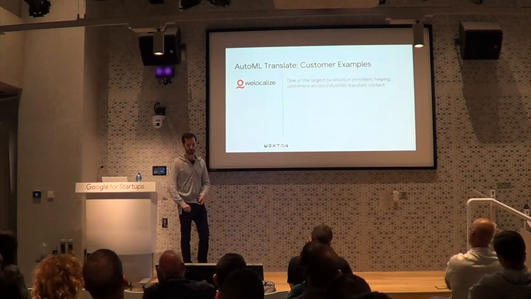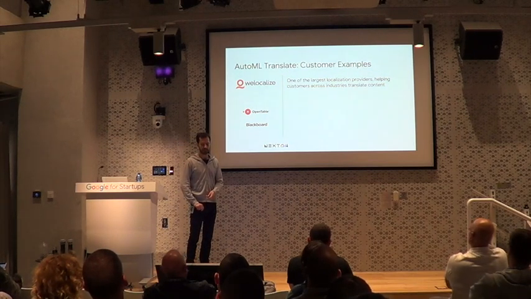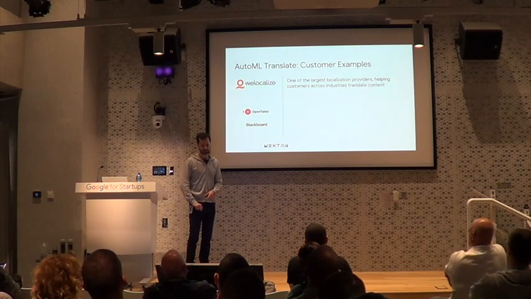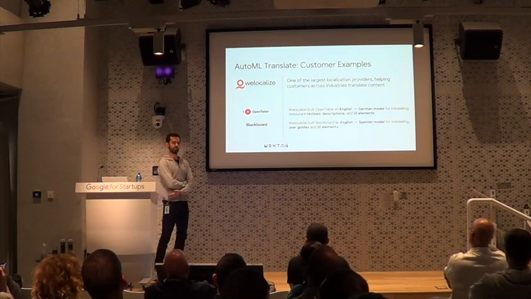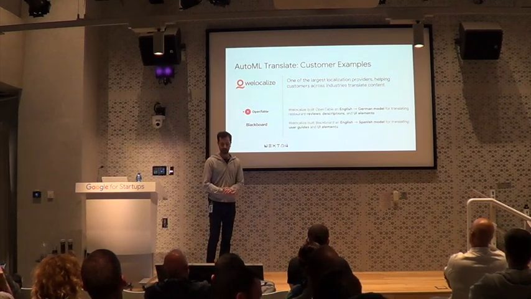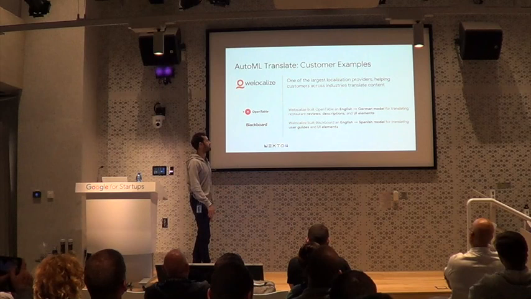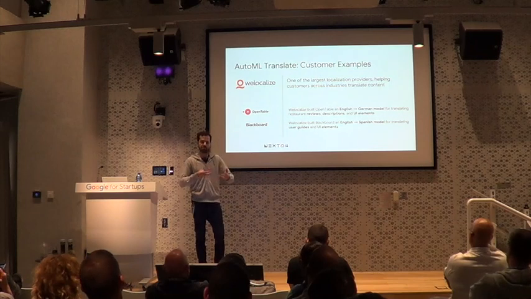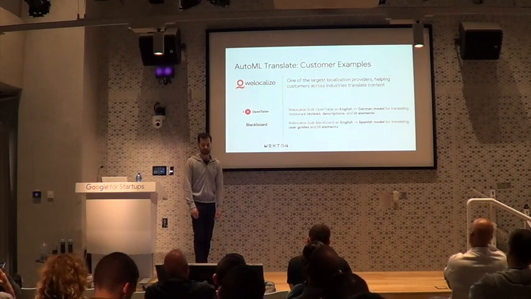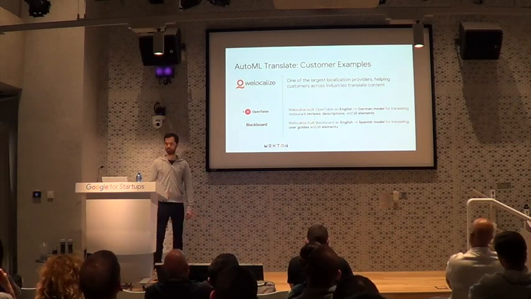And here are some other customer examples of where they're using AutoML Translate. I'm not sure if some of these businesses are in Israel or not, but OpenTable, a really well-known service for making restaurant reservations. They use this WeLocalize service to translate English to German for reviews and descriptions. But sometimes when you translate a language from one to another, some stuff is lost in translation, right? Similarly for Blackboard users as well. So you can see some of the use cases where you can use AutoML.